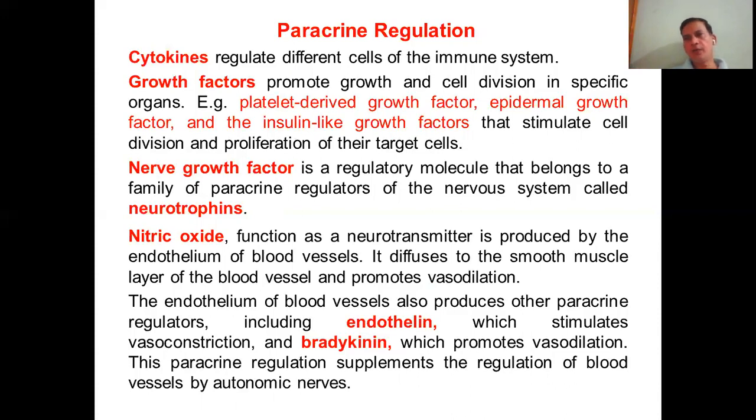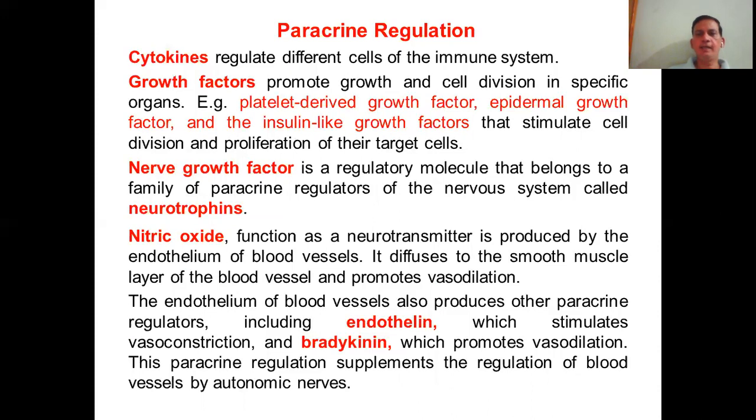Now this vasodilation is required when more blood flow is needed. The endothelium of blood vessels also produces other paracrine regulators called endothelins. This stimulates vasoconstriction, so it has the opposite role to nitric oxide. Let's say there are instances where less blood flow is required. In those instances, endothelin is secreted, which constricts the blood vessels, and less blood flows through the vessels.